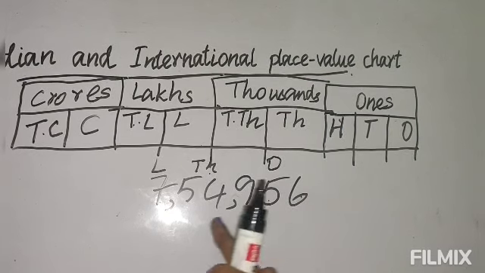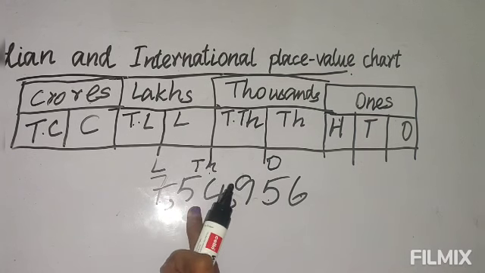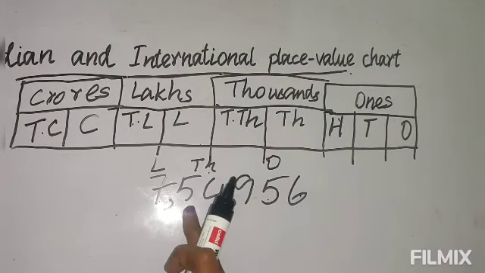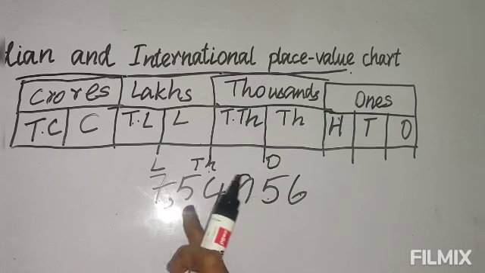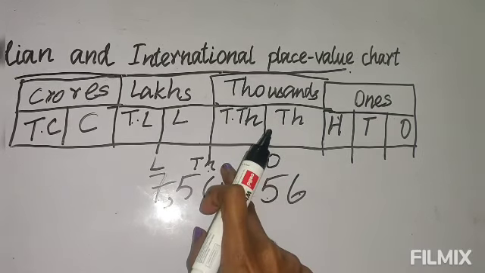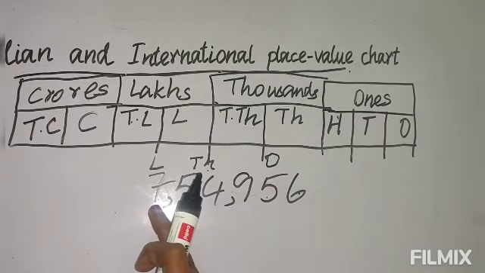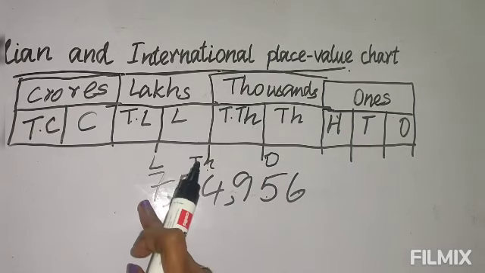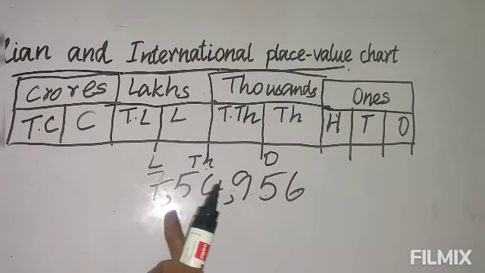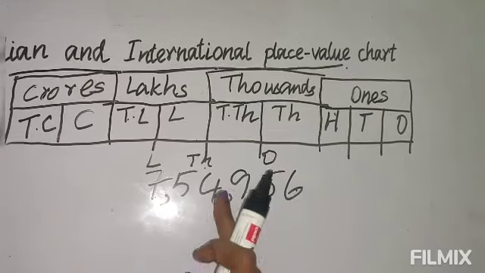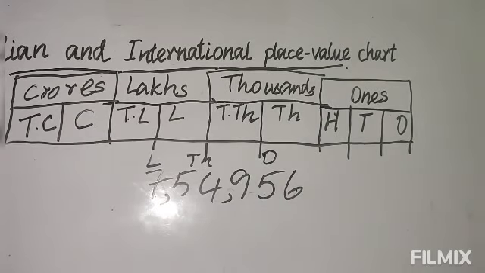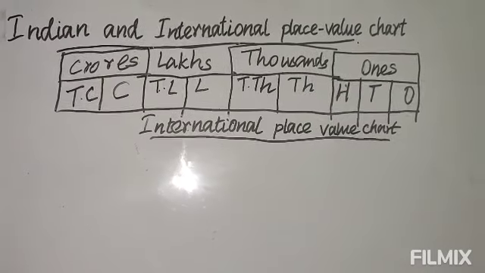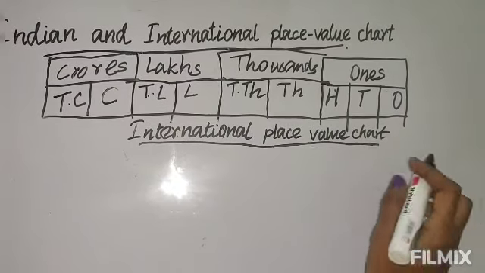If you remember the periods, then it will be easy for you. You just have to look at the number. In this period the number is 54, so 54,000, and here the number is 7 and it is in the lakhs period, so 7 lakh. So you can easily write the number name 7 lakh 54,956.